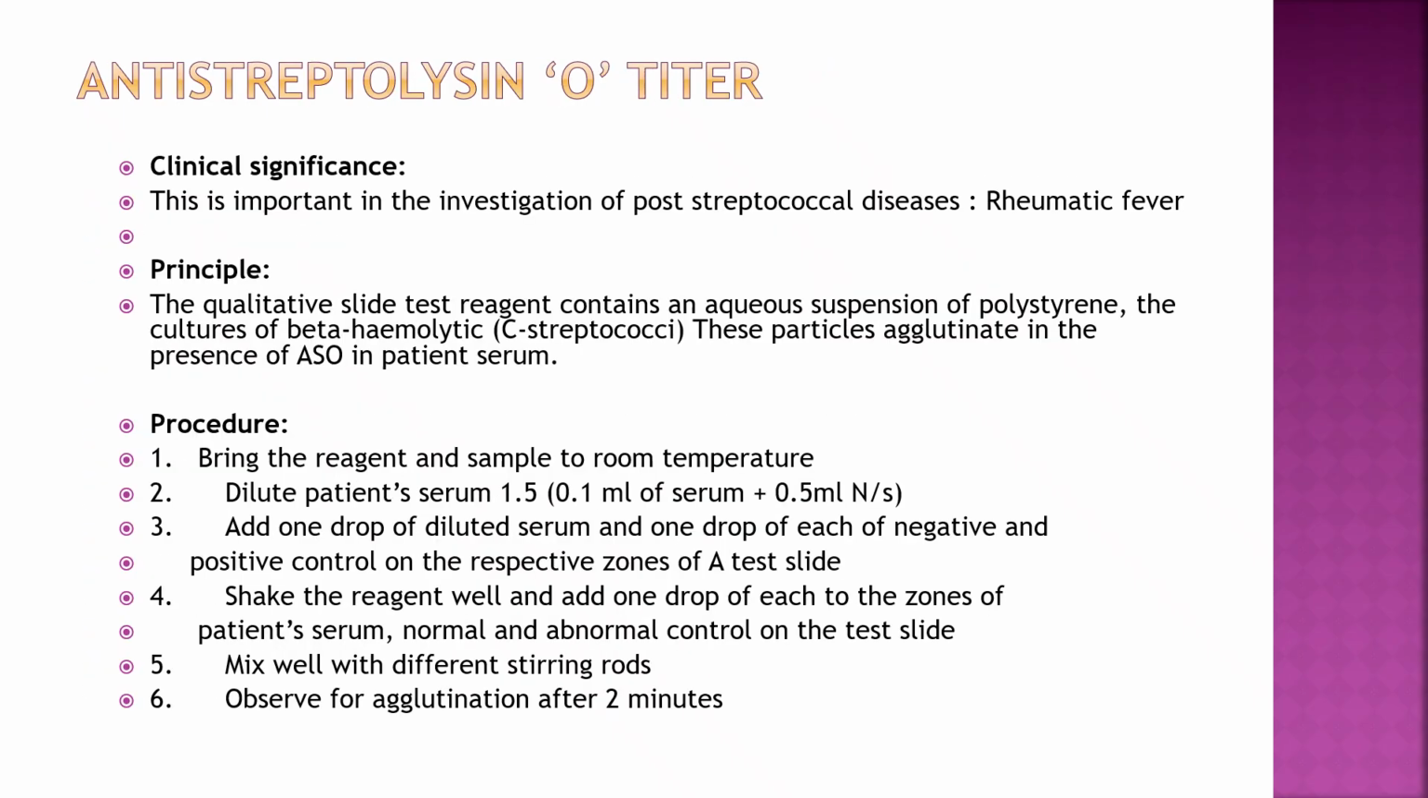Anti-streptolysin O titer, that is ASO test, it is done for the investigation of rheumatic fever. It is a post-streptococcal disease. In that, anti-streptolysin O titer is raised, and procedure is same as RA and CRP. You have to take 3 circles, test, positive control, negative control, add serum, PC, NC and add reagent, and then mix and wait for 2 minutes and see for clumps.